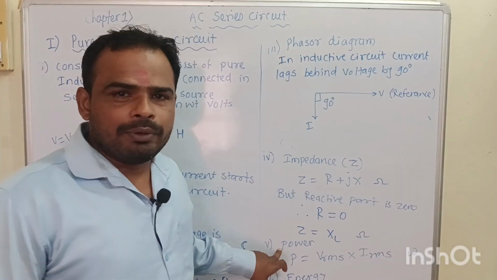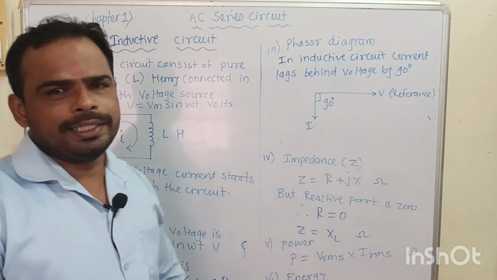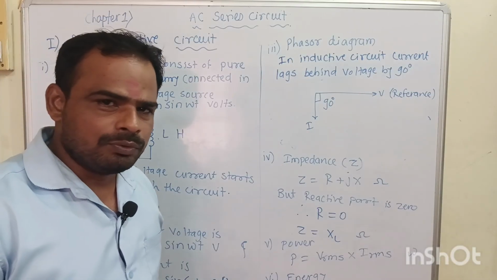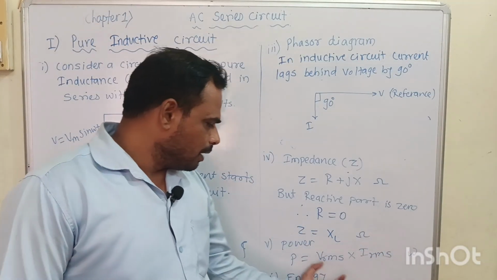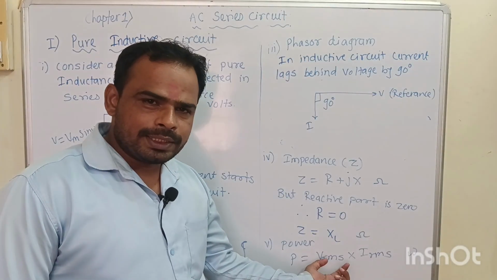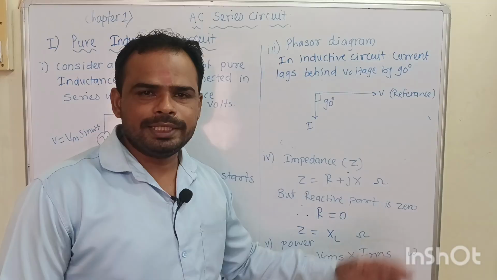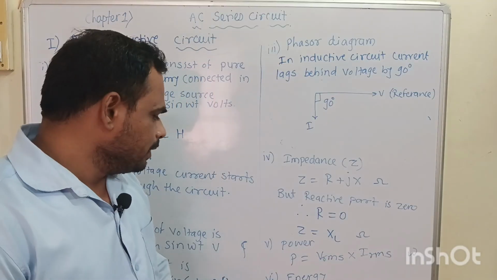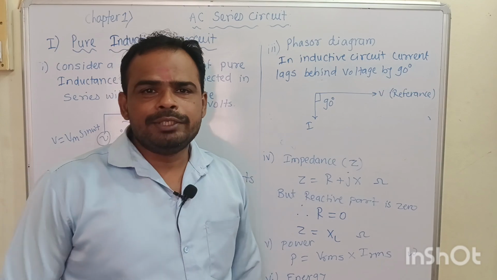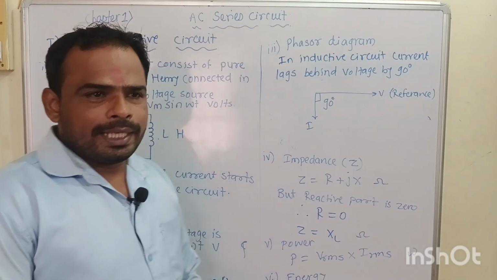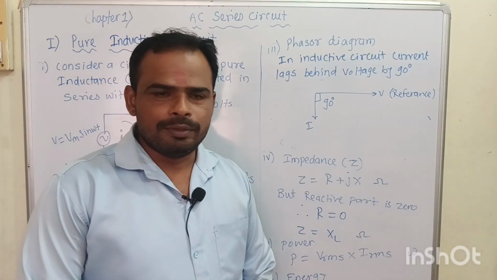Now we will see the power. The formula for power in a pure inductive circuit is P is equal to Vrms into Irms, the product of the RMS value of voltage and the RMS value of current, and the unit of power is watt. Now we will see the energy. Energy in a pure inductive circuit is E is equal to P into T, means energy is equal to power into time, and the unit of energy is joule.